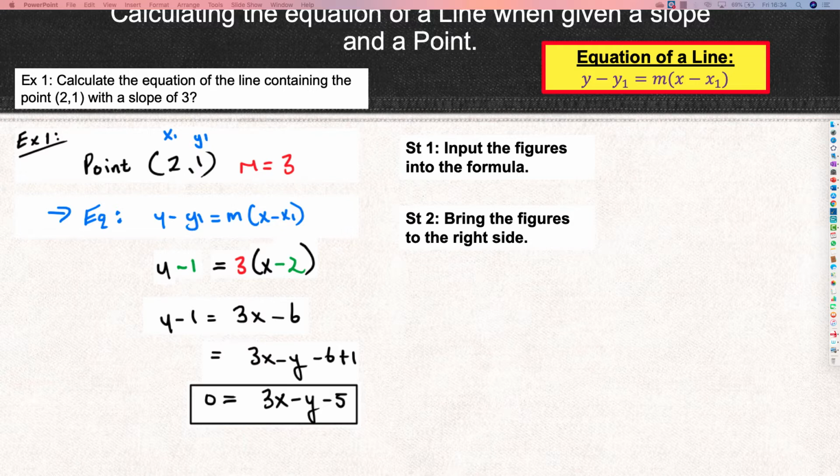So, what I want you to do for me is the following. Calculate the equation of the line containing the point 2, minus 3 with a slope of 2. Off you go. Calculate the equation of the line containing the point 2, minus 3 with a slope of 2, using the formula y minus y1 equals m times x minus x1.